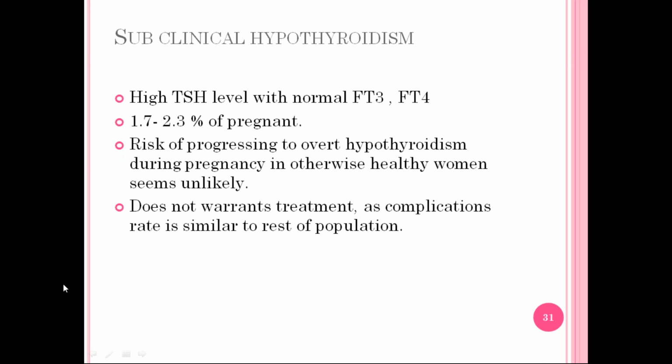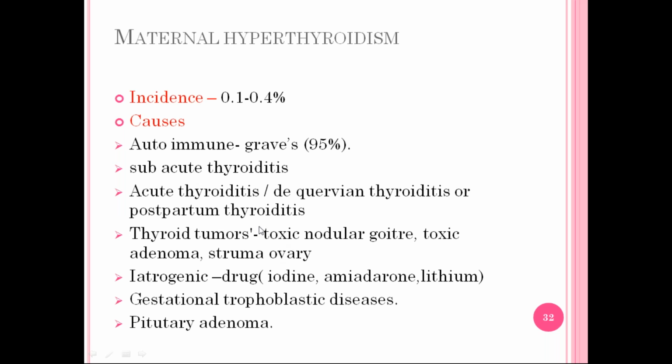Then subclinical hypothyroidism. Subclinical is nothing but TSH is raised, other hormones are at normal levels. You also see in pregnancy, 1.7 to 2.3% of pregnant women will have it. Risk of progressing to overt hypothyroidism during pregnancy in otherwise healthy women seems unlikely. So it does not warrant treatment as the complication rate is similar to the rest of the population. If subclinical hypothyroidism is there, usually you need not start treatment for the patient.